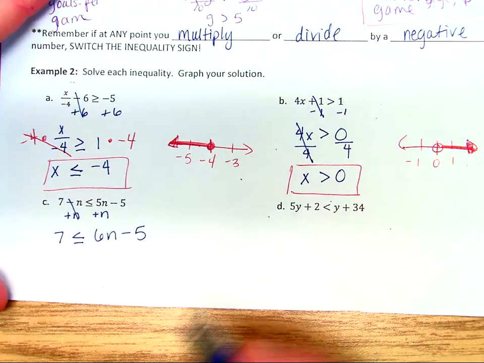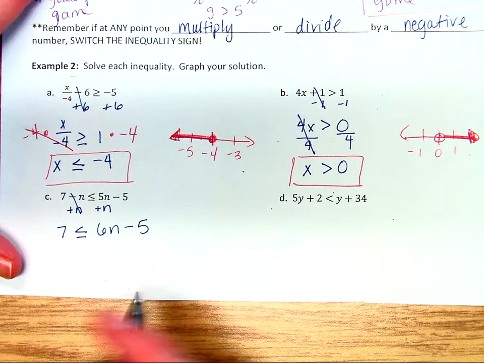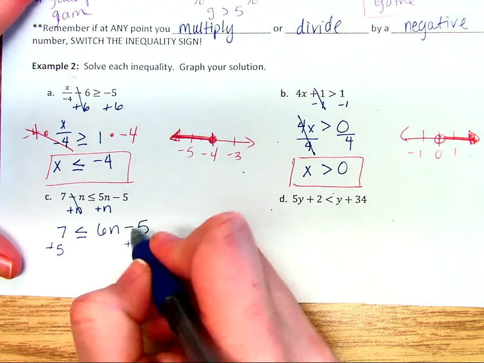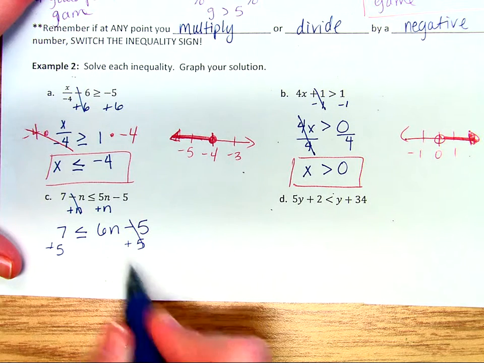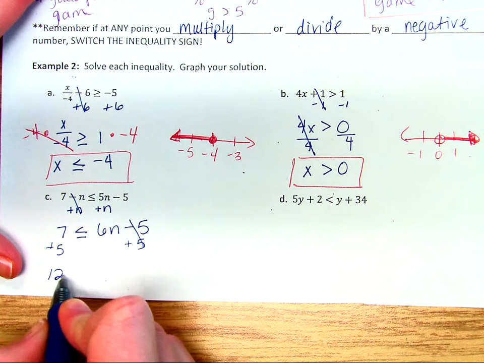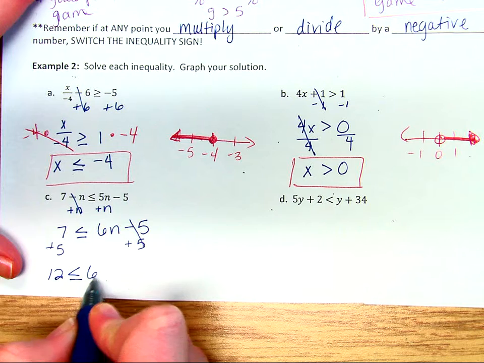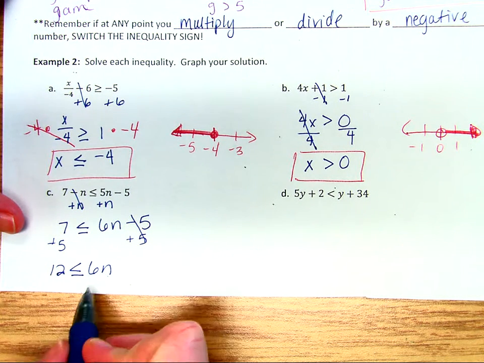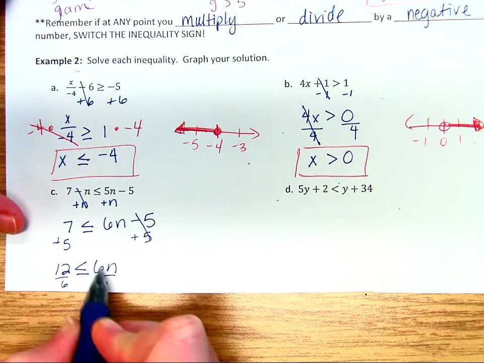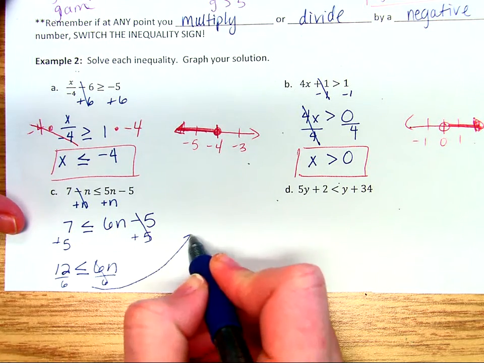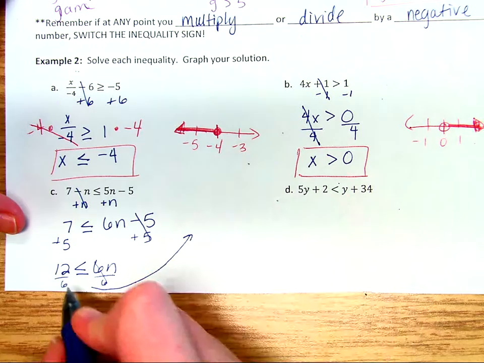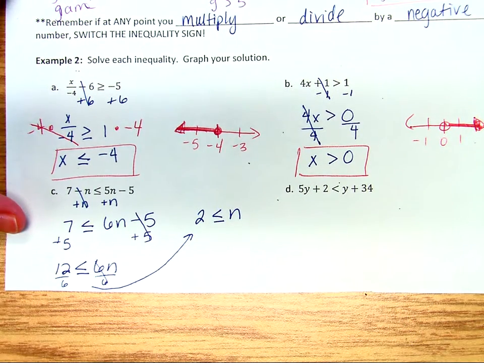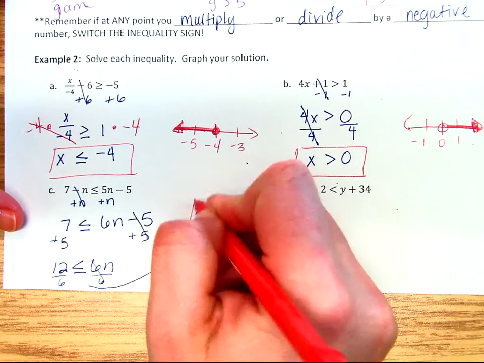Next I'm going to get the constants on one side. So I have my variables on the right. Now I'm going to add 5 to both sides to get the constants on the left. Negative 5 plus 5, gone. 7 plus 5 is 12. So I have 12 is less than or equal to 6n. I'm almost done. I almost have n by itself, but it's still being multiplied by 6. So I need to divide by 6 to undo that. Not flipping the sign because I'm dividing by a positive. 12 divided by 6 is 2, less than or equal to n. So that is my solution.